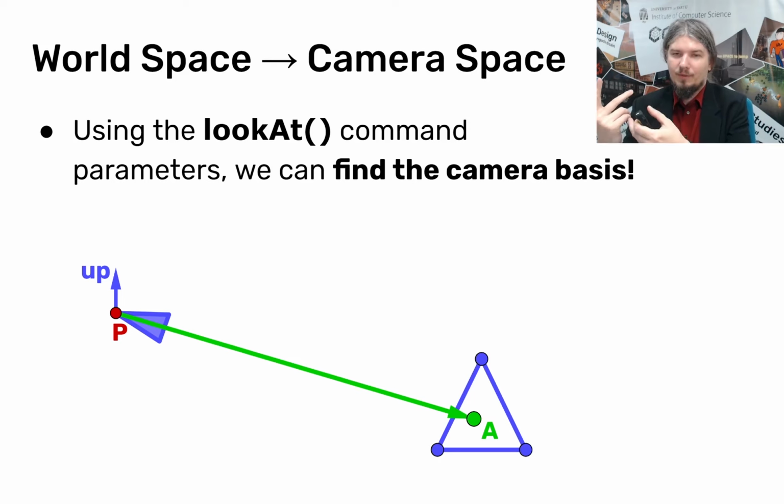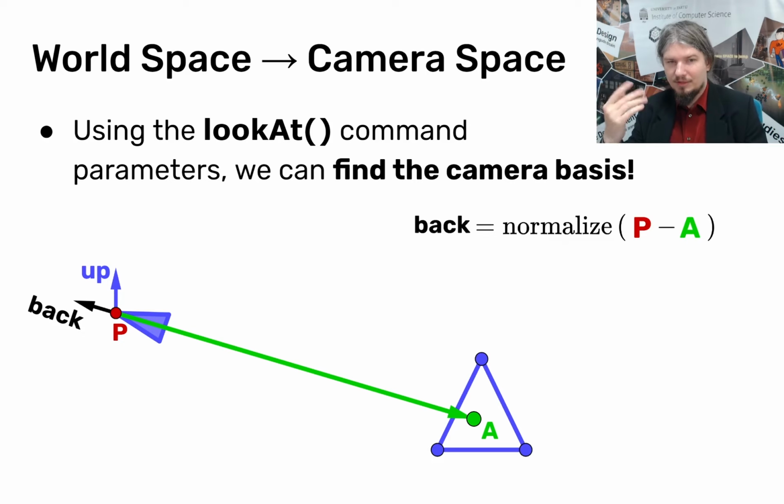Now we want to find one of the basis vectors, and the easiest to find is the third basis vector, the backwards basis vector. So let's call it back, and this is just normalize P minus A. So P minus A would give us a vector that's pointing from A to P. If we were to add it to A, then these A's would cancel out and we would get to P. So it's this backward direction, but we also want to normalize it. We want to make it unit length because we're looking for this orthonormal basis where all the basis vectors have unit length.